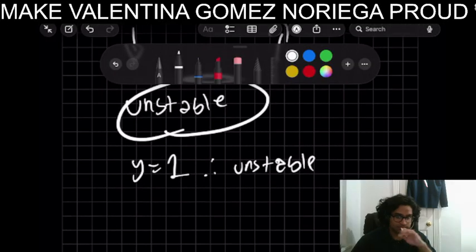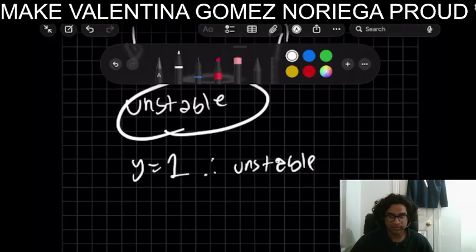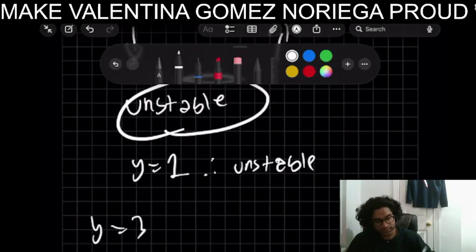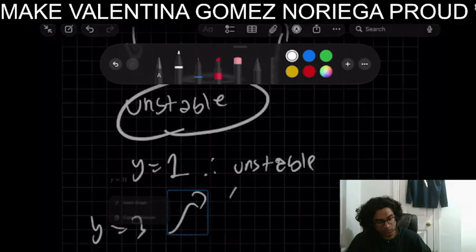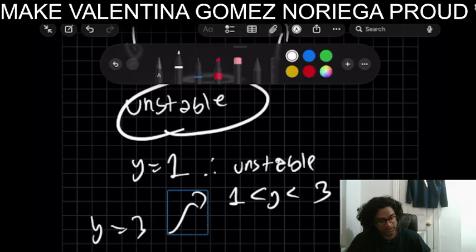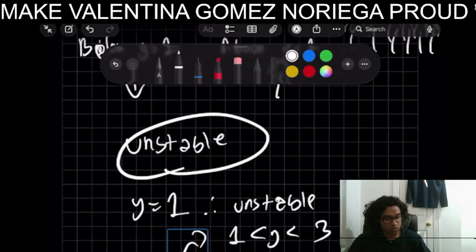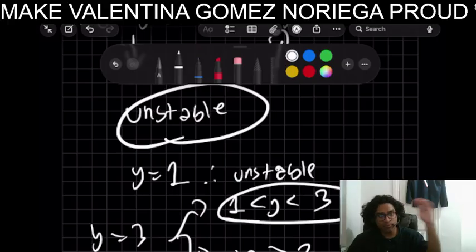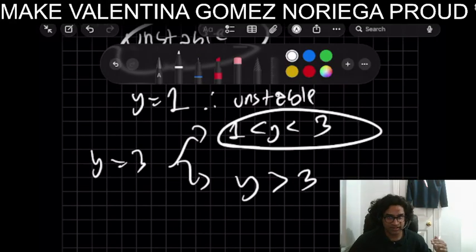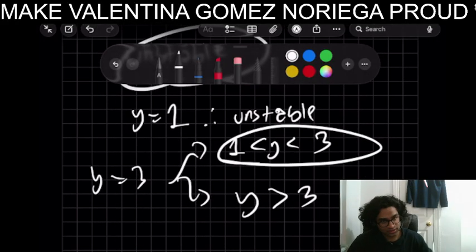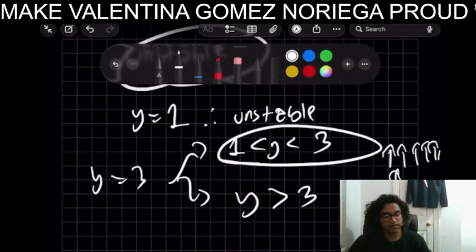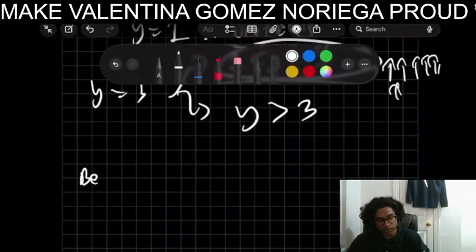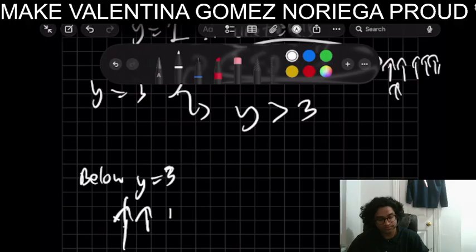Now, y equals 1, unstable. Y equals 3, we're going to have 1, y, 3, and y, 3. 1 less than y less than 3 is going upwards, right? So this is your below. The above for previous is the below for next. So this is going upward. Up, up, up. So below y equals 3 is going above.